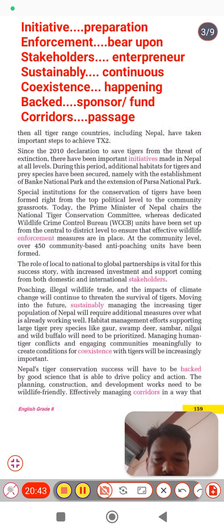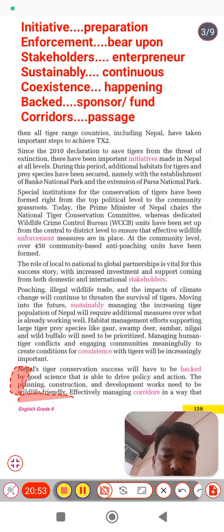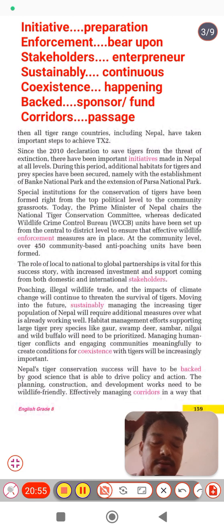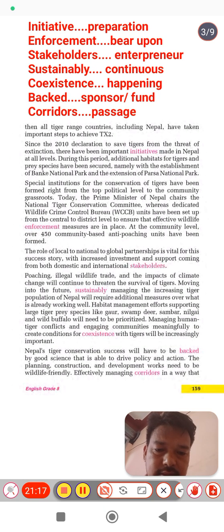All the initiatives, students, which take place must be wildlife friendly. There should be nothing that can create problems or hurt the tigers. All actions should be wildlife friendly, and there should be a good wider corridor. A corridor is a passage, we can say passage or way. Let's move to the next text page.